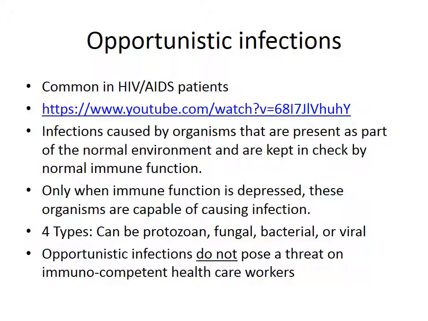Opportunistic infections are caused by organisms that are present as part of the normal environment and are kept in check by normal immune function. Only when immune function is depressed are these organisms capable of causing infections. There are 4 types of opportunistic infections, and they can be protozoan, fungal, bacterial, or viral. Opportunistic infections do not pose a threat to immunocompetent healthcare workers.